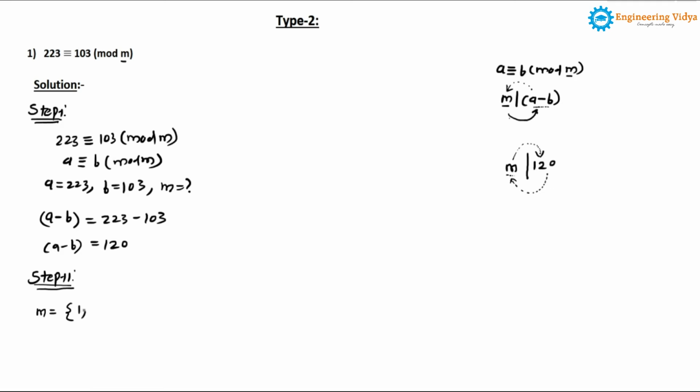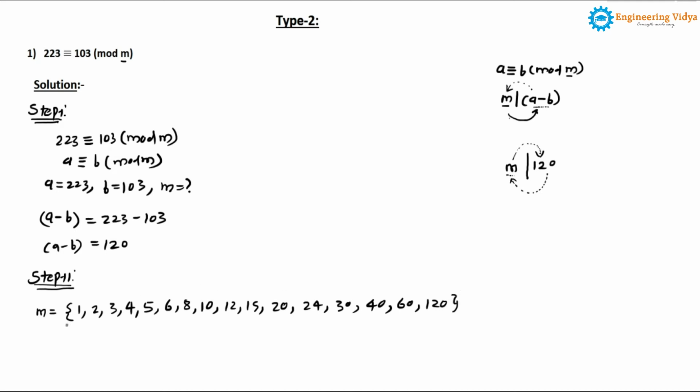1 itself can divide 120, and 2 also can divide 120, 3 also can divide 120, 4 also can divide 120, 5 can also divide 120, 6 also can divide 120, but 7 cannot divide 120, right? But 8 can divide, and 10 also can divide, and after that 12 also can divide, 15 also can divide, 20 can also divide, then after 20, 24 can divide 120, then 30 can divide 120, then 40 can divide 120, and 60 can divide 120, and 120 can divide 120, right?